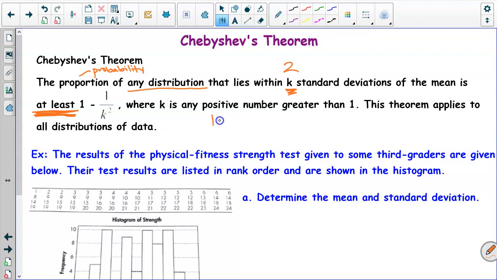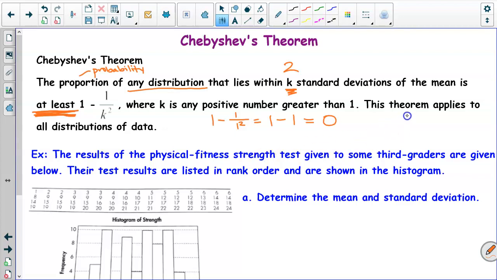Let's look. What if K was 1? What would I plug in? 1. What's 1 squared? And what's 1 minus 1? So does that make sense? 0% falls within the mean and 1 standard deviation. That doesn't make sense, does it? So you have to have bigger than 1, and that's why. Okay? Because otherwise you get 0, which is not helpful.